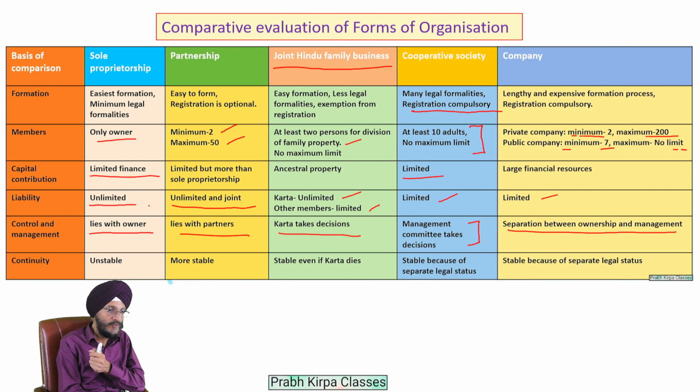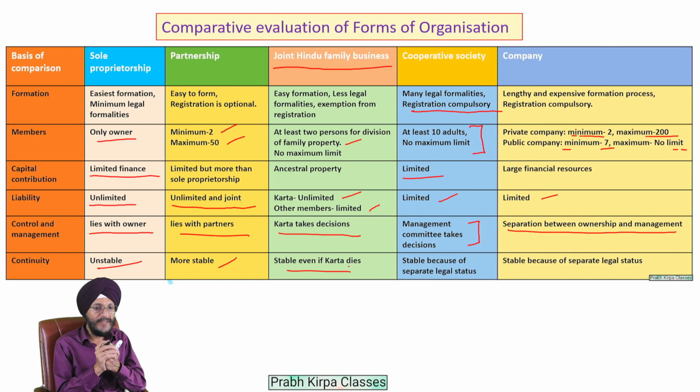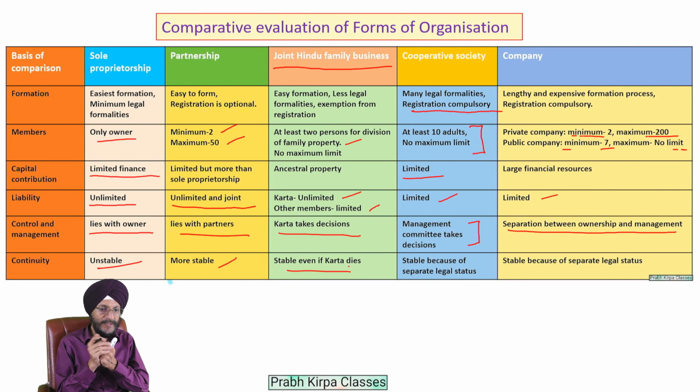In the case of sole proprietorship, it may come to an end with the death of the proprietor. So partnership form of business is more stable than the sole proprietorship. In the case of joint Hindu family business, if the Karta dies, the next eldest member in the family becomes the Karta and he manages the affairs of the business.